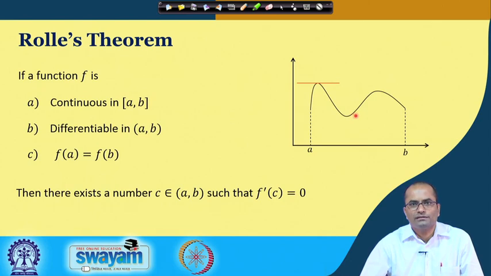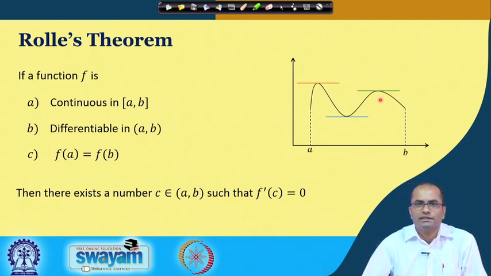Indeed, in this situation there are more points. One I can see here where the tangent is again parallel to the x axis, and there is another point where the tangent is parallel to the x axis. But the theorem says that there will be at least one point where the tangent will be parallel to the x axis. So, in this particular situation we are getting more than one point where the tangent is parallel to the x axis.